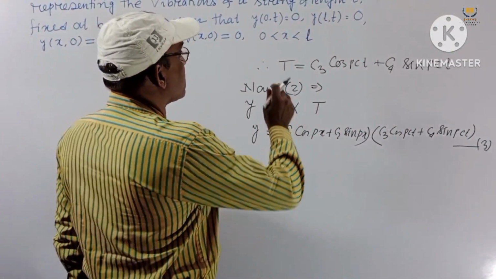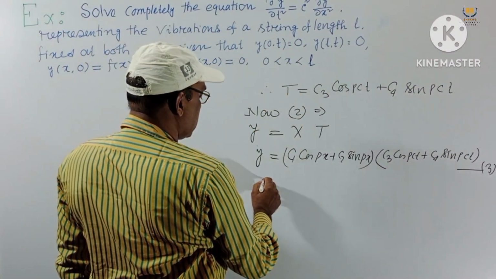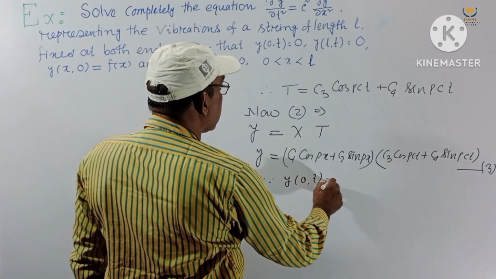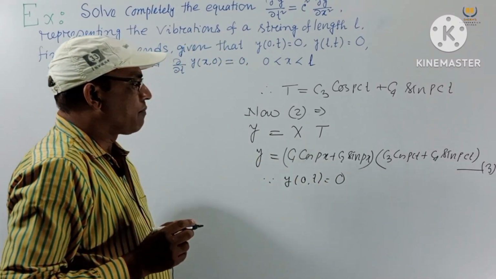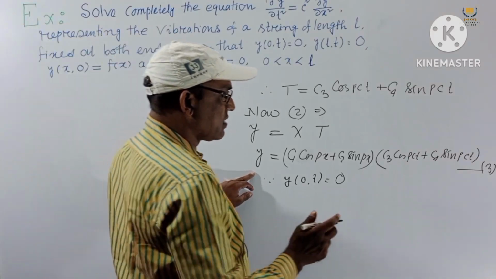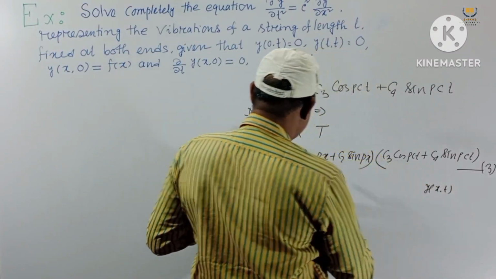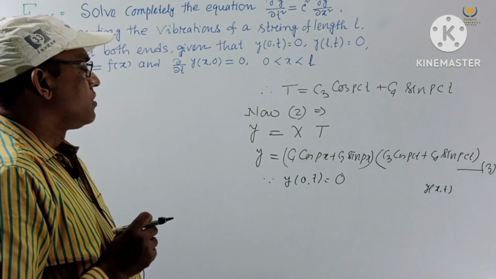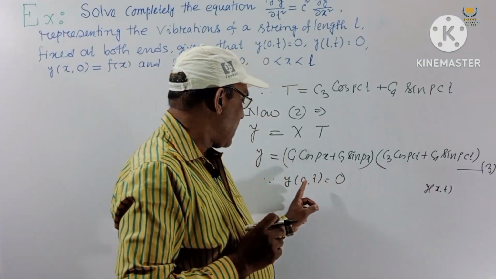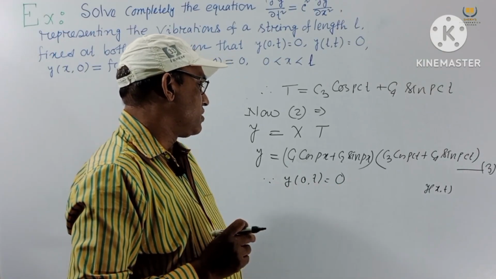Since the first condition given, y of 0 comma t equal to 0, that means our function is this function y of x comma t. Originally y of x comma t is the function. So the value of x is given 0. When x equal to 0, then y also 0.